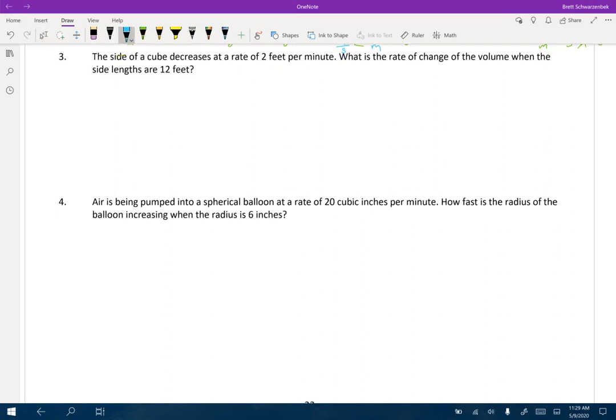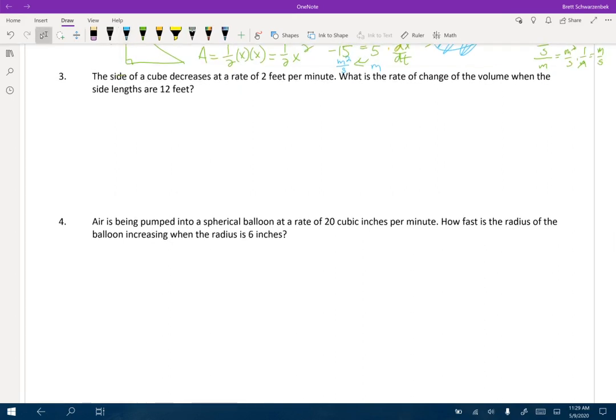Number 3: the side of a cube decreases at a rate of 2 feet per minute. What is the rate of change of volume when the side lengths are 12 feet? Okay, so now we're in cube world. So if we have a cube, how do we do that? We do a square, approximate, and then we just make it in 3 dimensions, something like that. If you want to be artsy-fartsy about it, you can do that.